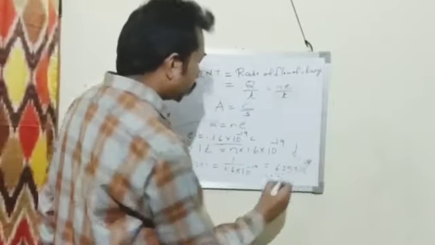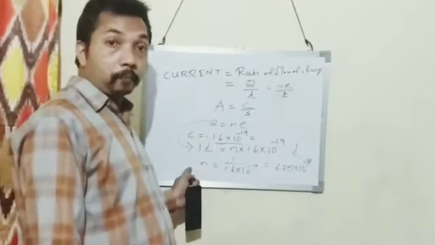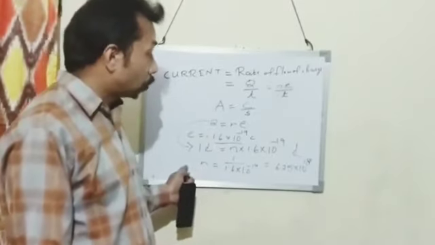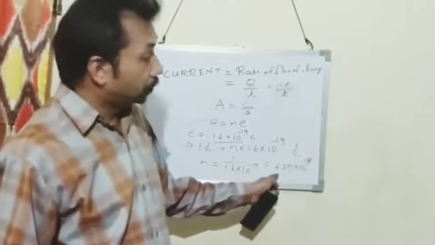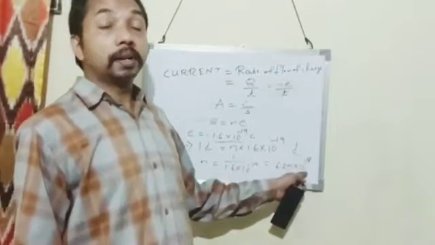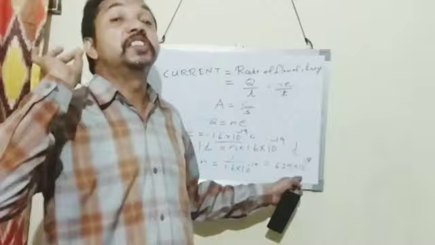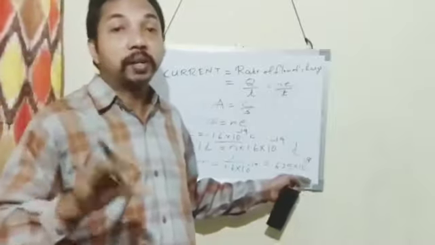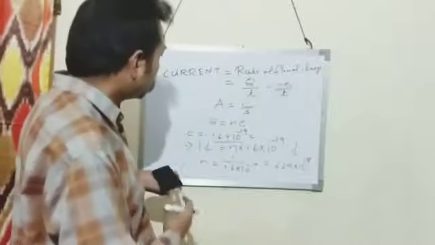When there is a charge of 1 coulomb, this is a very big number, 6.25 into 10 to the power 18 electrons are present.